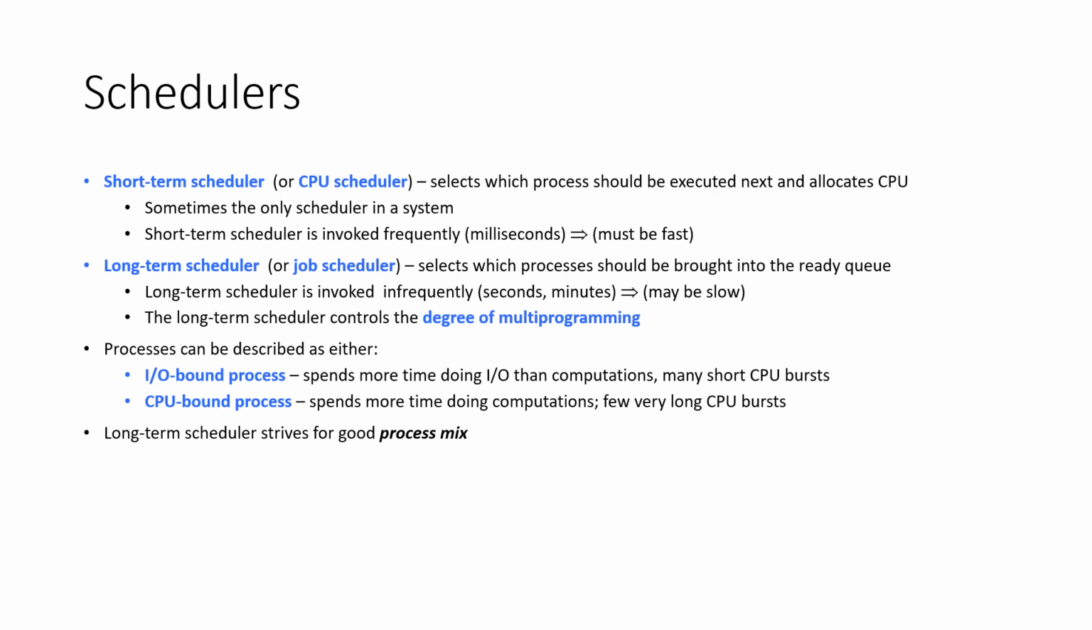Long-term scheduler, on the other hand, is called a job scheduler. This one selects a process that should be brought into the ready queue. That means, I told you that the processes are there in multiple places. For example, the process can be in a virtual memory. We will see what this virtual memory is when we come to memory management unit.